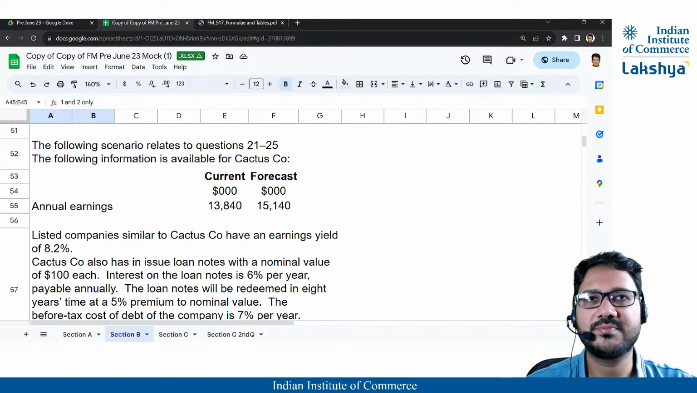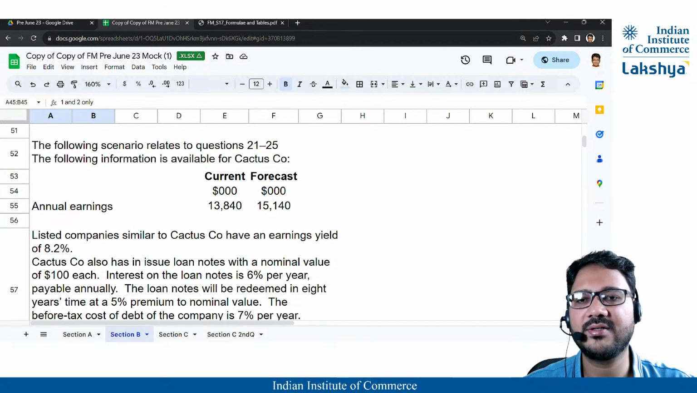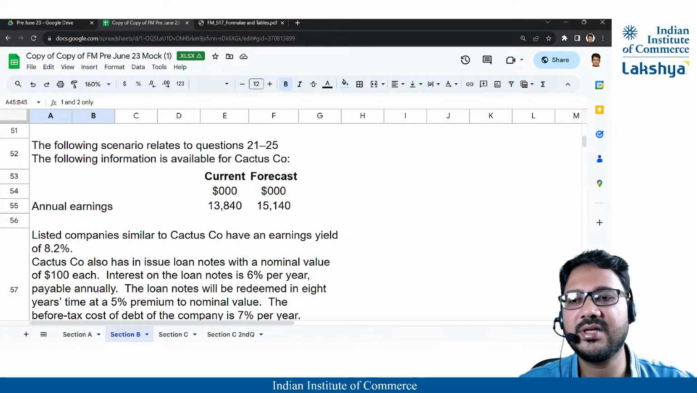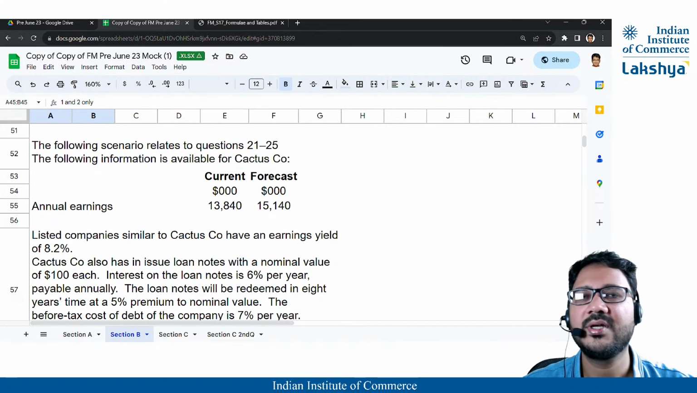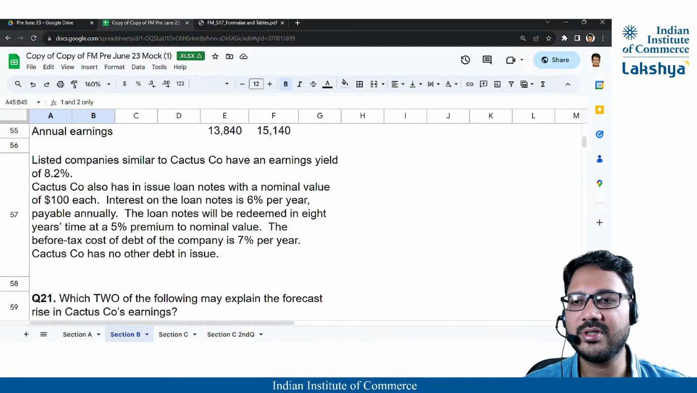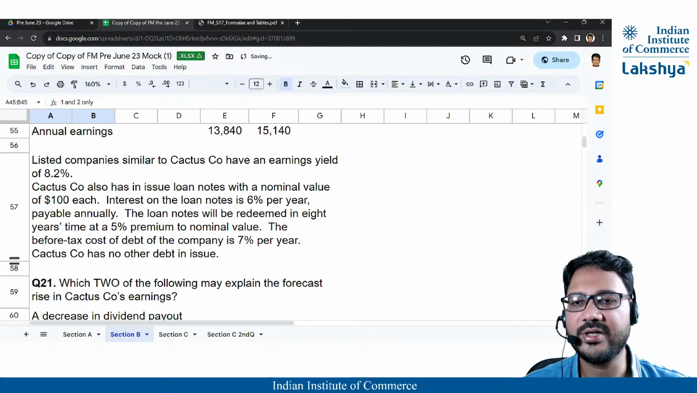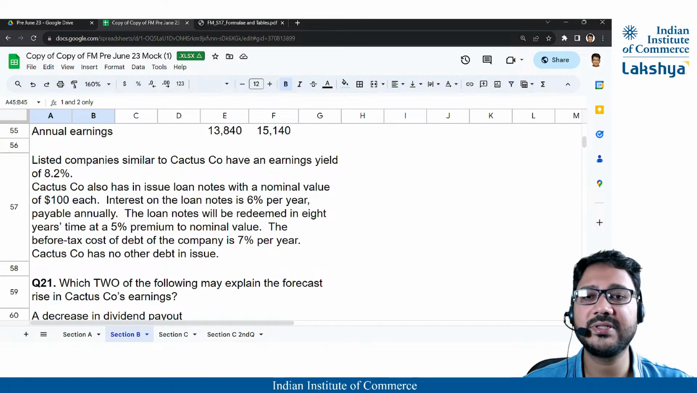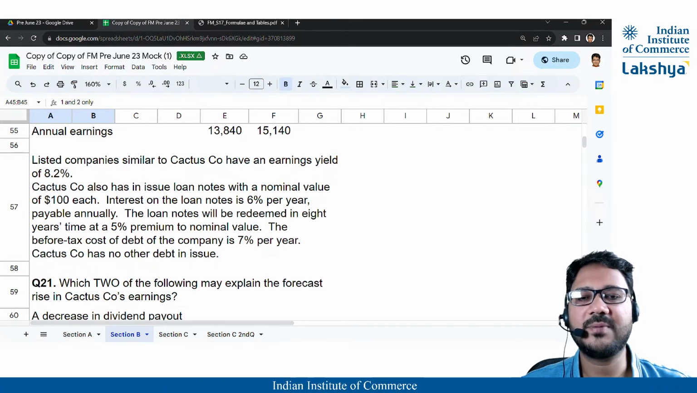We have the current forecasted annual earnings, and listed companies similar to Cactus company have an earnings yield of 8.2%. Cactus company also has issued loan notes with a nominal value of $1 each. Interest on the loan notes is 6% per year, payable annually. The loan notes will be redeemable in 8 years' time at a 5% premium to nominal value. The before tax cost of debt to the company is 7% per year. Cactus company has no other debt in issue.